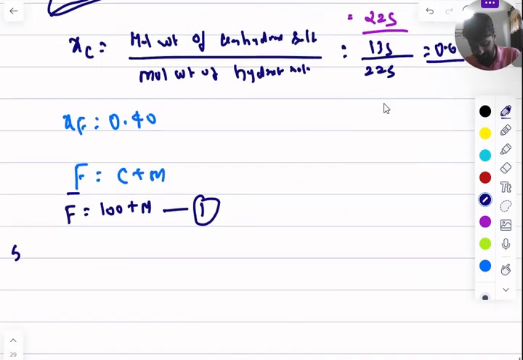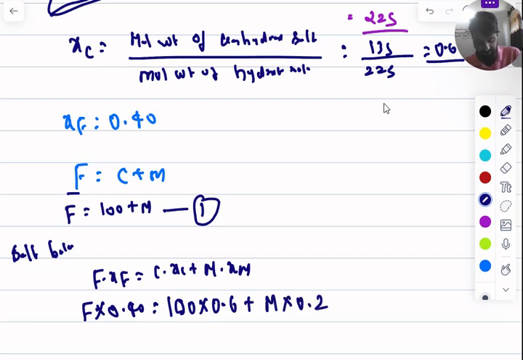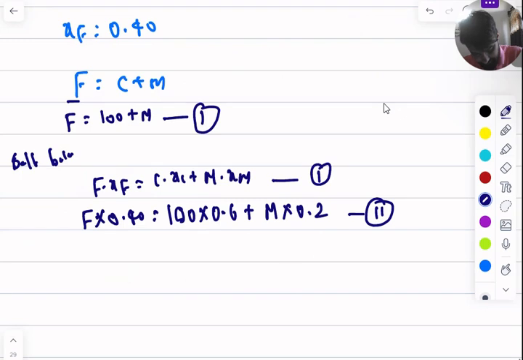Now, if I do the salt balance, F into XF is equal to C into XC plus M into XM. F is not given to you. XF is given to you, 40%. C is 100, and what is Xc? That is equal to 0.6. M is also not given to you, and what is Xm? 0.2. This one is our first equation. This one is our second equation. So from here, what can we write? M will be equal to F minus 100.